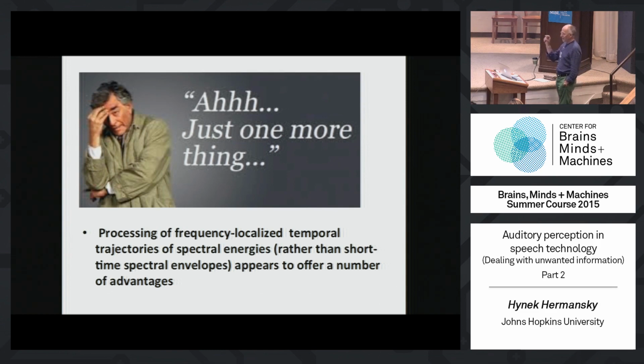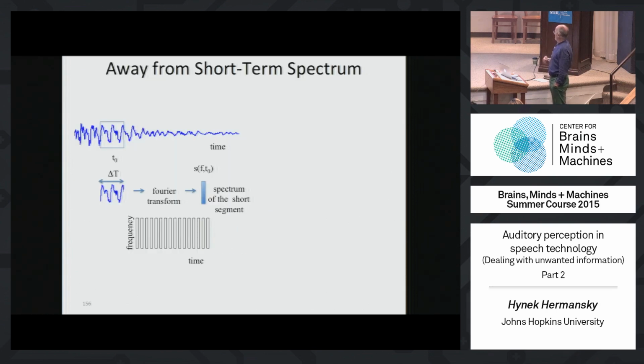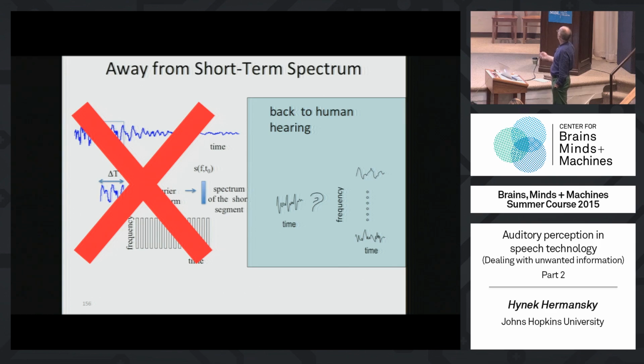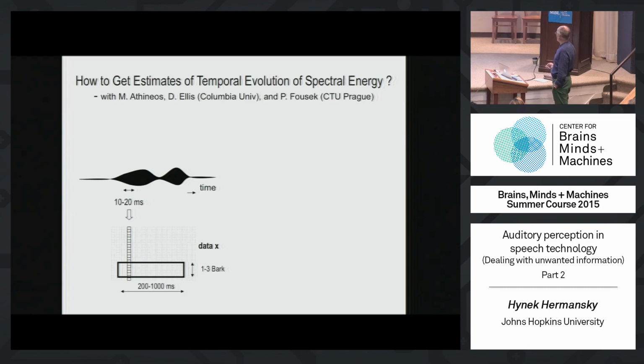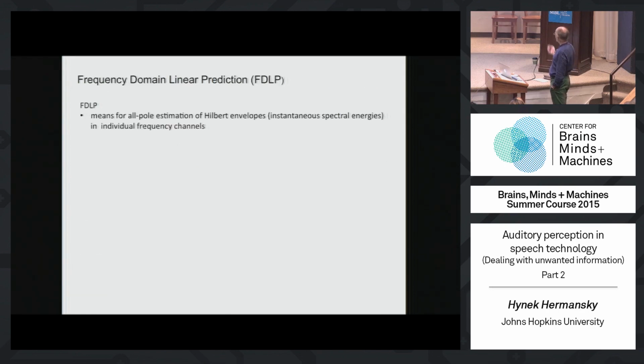Don't be afraid to treat different parts of the spectrum individually. You may get some advantages from that. It started with Rasta, but it shows up over and over again. So go away from the short-term spectrum, start using what hearing is doing. Start using the temporal trajectories of the spectral energies coming from your analysis. To the point that we did this work with Marios and then Alice on going directly: don't get your time frequency patterns from the short-term spectra, but think about ways to get directly what you want. It turns out that there is a nice way of estimating directly the Hilbert envelopes of the signal in the frequency bands, called frequency domain linear prediction.